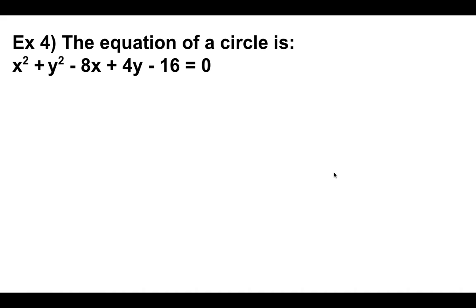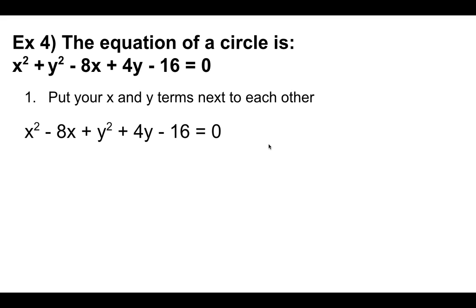Continuing on with example number 4, the equation of a circle is x squared plus y squared minus 8x plus 4y minus 16 is equal to 0. The first step with this problem is to put my x and y terms next to each other, because it's just going to make the problem a bit easier to work through. So I just had to rearrange two of my terms. I have now x squared minus 8x plus y squared plus 4y minus 16 is equal to 0.